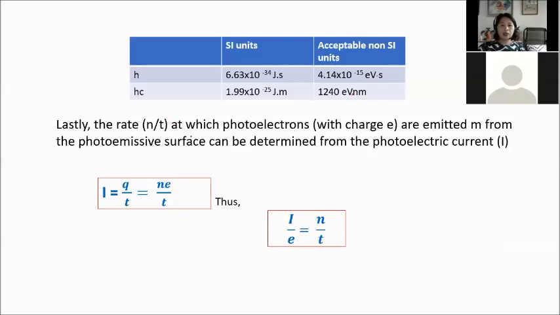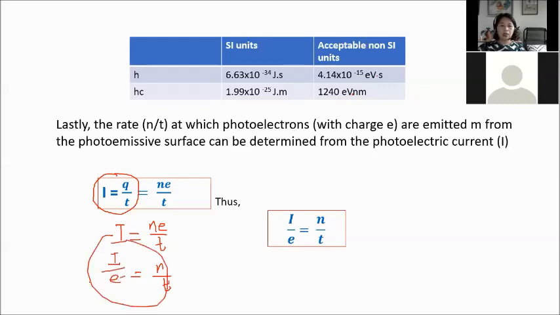So lastly, the rate N over T at which photoelectrons with charge E are emitted from the photoemissive surface can be determined from the photoelectric current I. So recall again that I is equal to Q over T. And let's equate that to NE over T. So that we have N over T, divide the left and right side of the equation by E, giving us I over E equal to N over T.